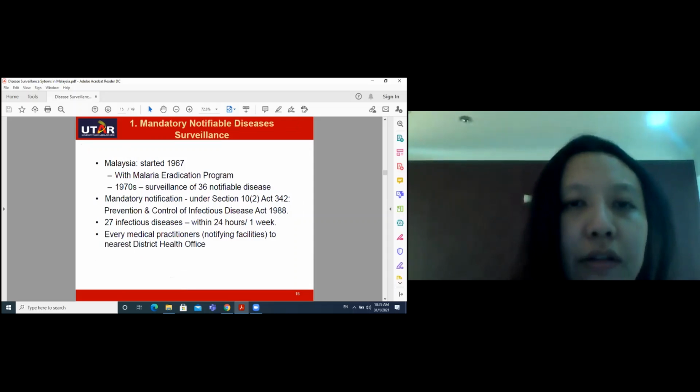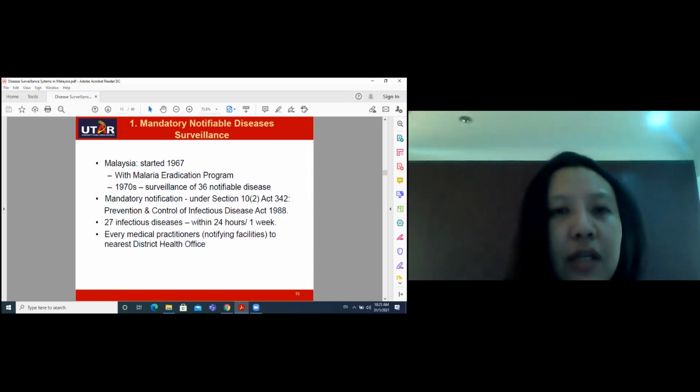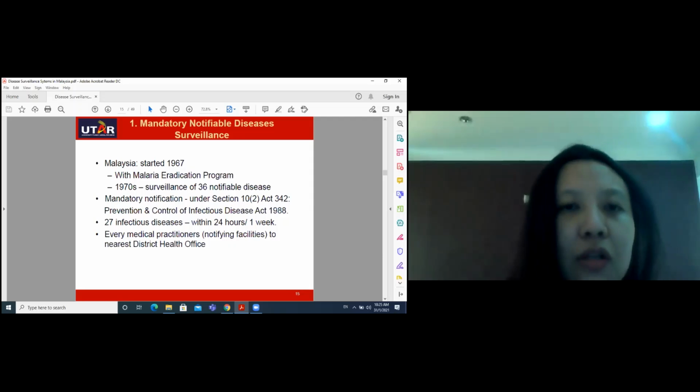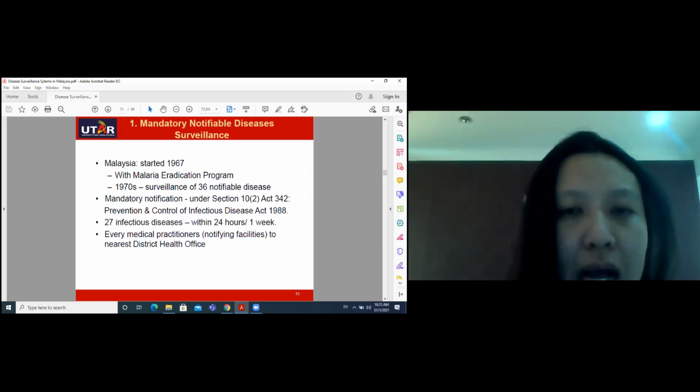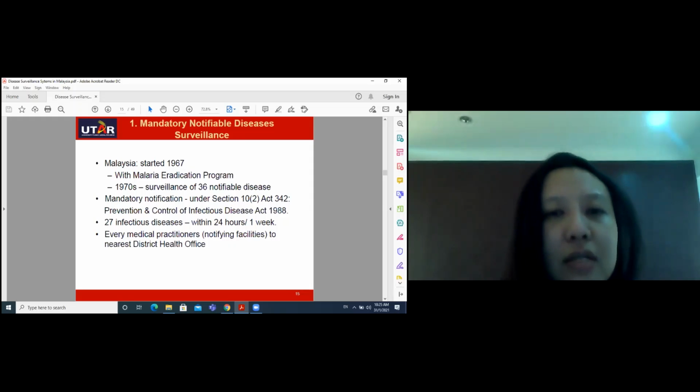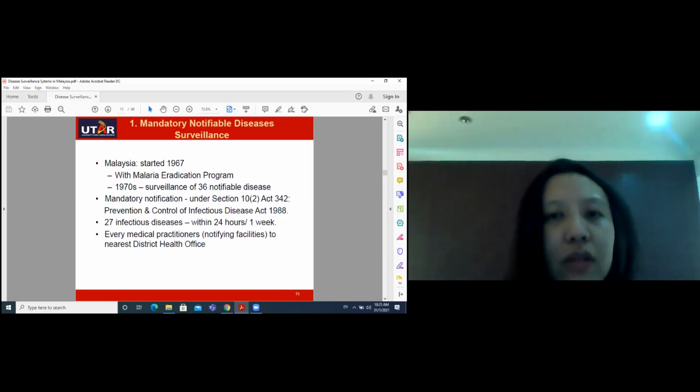So what is the first one, the mandatory notifiable disease surveillance? It started since 1967, with the malaria eradication program here. Since the 1970s, we have had surveillance of 36 notifiable diseases, and it falls under the Prevention and Control of Infectious Disease Act 1988. Of these, the diseases to be notified within 24 hours or a week, we have 27 infectious diseases out of 36 diseases here.